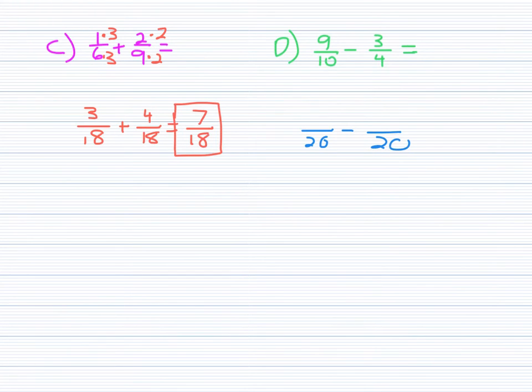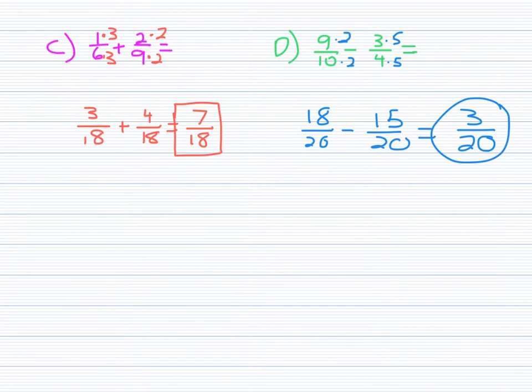Now 10 times 2 is how I get 20 for the first fraction. So I have to do 9 times 2, which gives me 18. So I have 18 over 20. And then I have 4. I know 4 times 5 is 20. So I have to do 3 times 5, which will give me 15. 18 minus 15 gives me 3. So 3 over 20 is my final answer. And again, I can't simplify that.